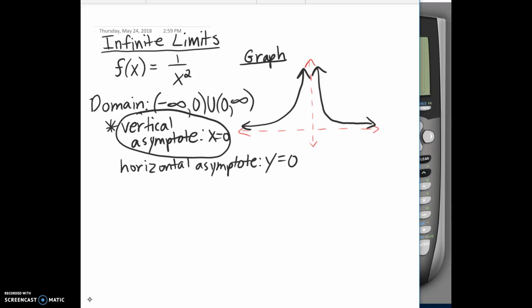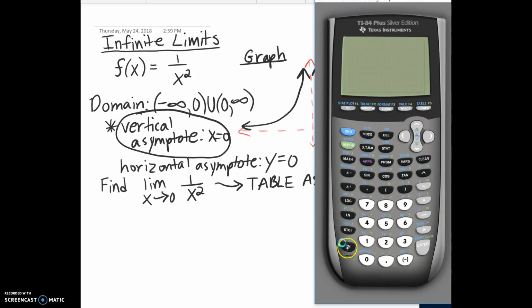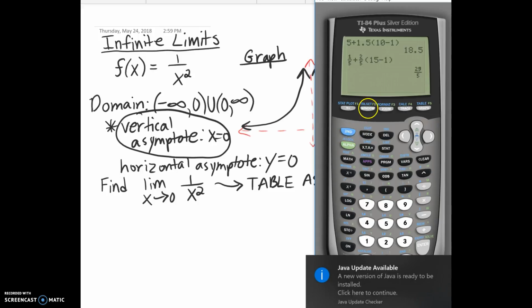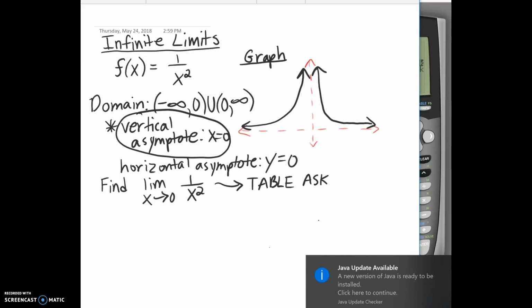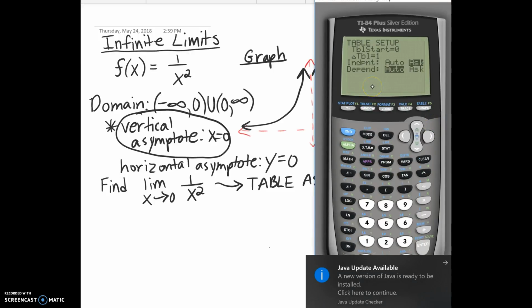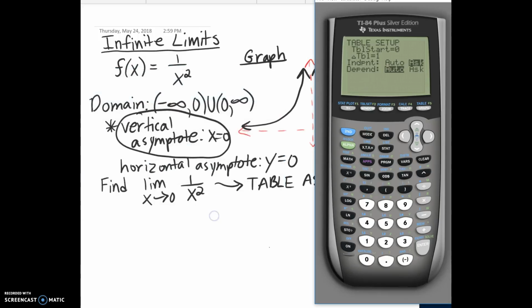All right, so we're going to use our table to find the limit as x approaches 0 of 1 over x squared. So we'll go back and do table ask. I already have it on the ask mode. Let's get rid of this here. It's annoying in the bottom screen here. Okay, so we're going to go to second table.